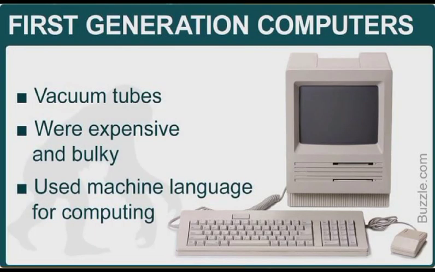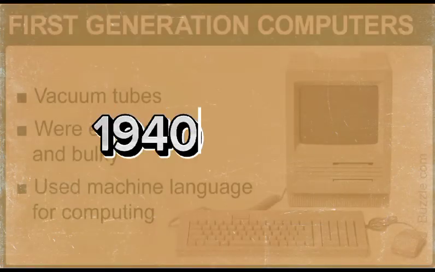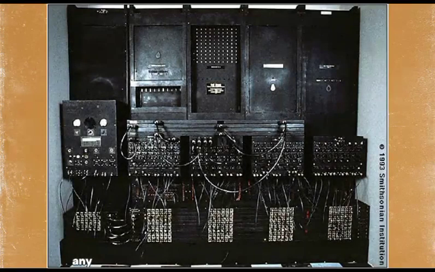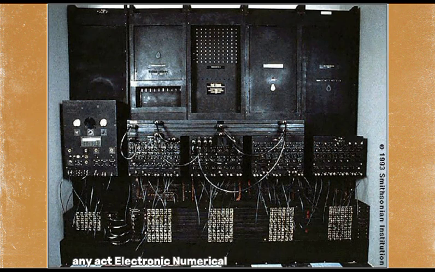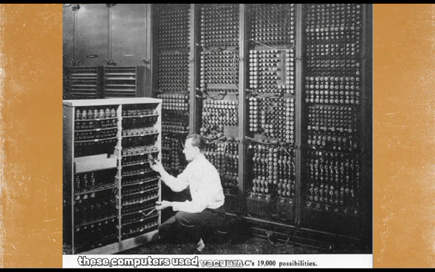First generation computers from 1940s to 1950s. ENIAC, Electronic Numerical Integrator and Computer, is considered the first general purpose electronic computer. These computers used vacuum tubes and were large, slow, and consumed a lot of power.